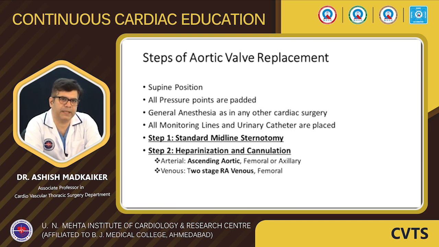Then we will heparinize the patient to achieve the desired ACT of 300 to initiate cannulation and 400 to go on bypass. Usual cannulation strategies would be to do an ascending aortic cannulation and a 2-stage RA venous cannulation. However, in certain settings, like in minimally invasive AVRs, or when we are doing redos, we might have to resort to other arterial cannulations like femoral or axillary, and a femoral venous cannulation might be the appropriate option in these situations.